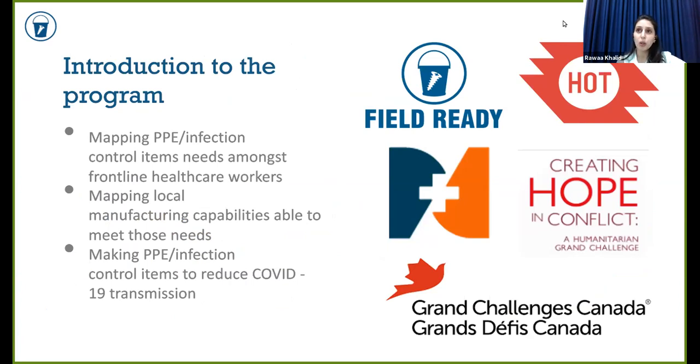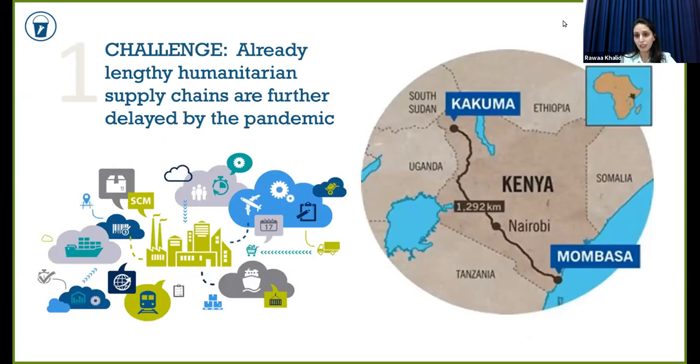If we talk about the global challenges that every country is facing during the pandemic, the supply chains are already delayed by the pandemic. For example, if you want to ship some items from one country to another, the lockdowns and the restrictions on traveling from one place or region to another all delay the supply chain, and delay the items reaching the people who need them the most.